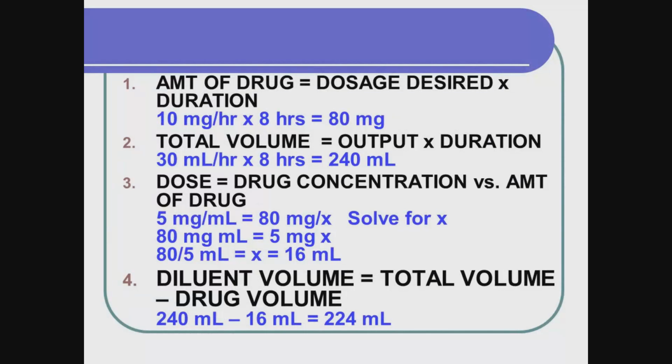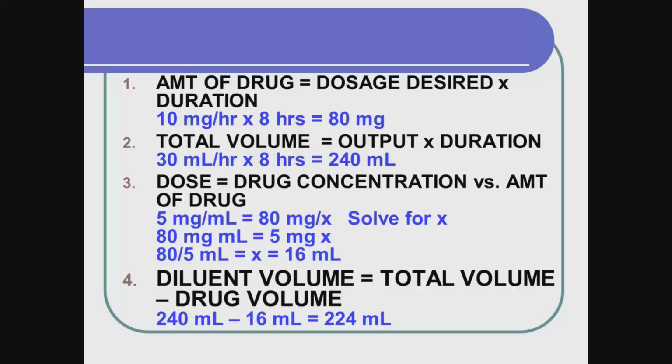This slide probably makes more sense than those other goofy words. Step one, how much drug is needed? Well, he said he wants 10 milligrams per hour, and the duration of therapy is 8 hours. So I need 80 milligrams. The total volume that we're going to generate, well, the nebulizer is 30 milliliters per hour. Duration of therapy is 8 hours. So that means I need 240 milliliters.